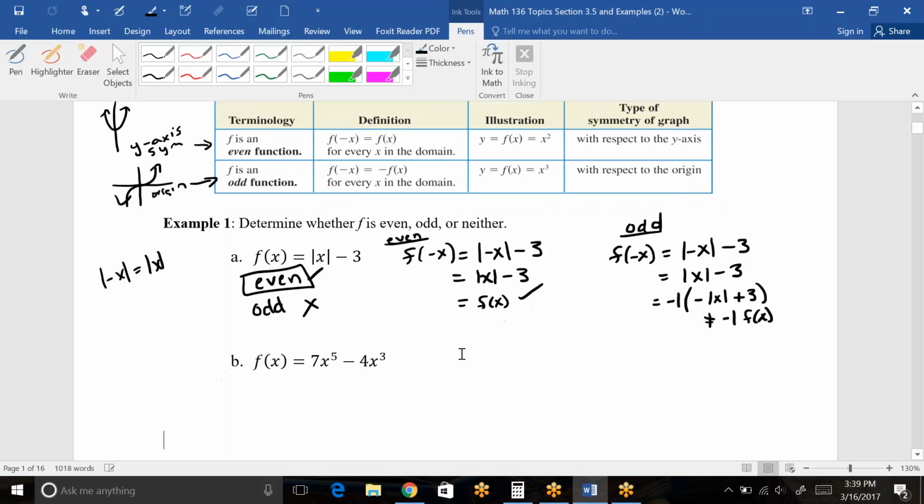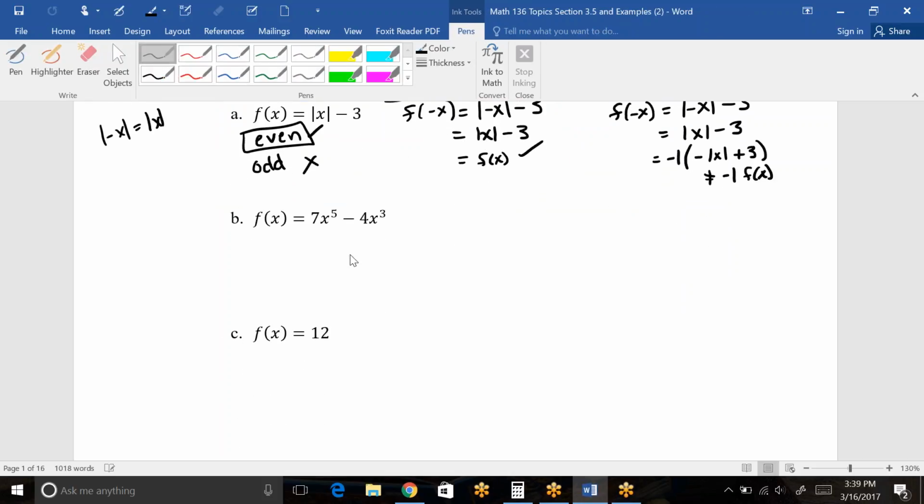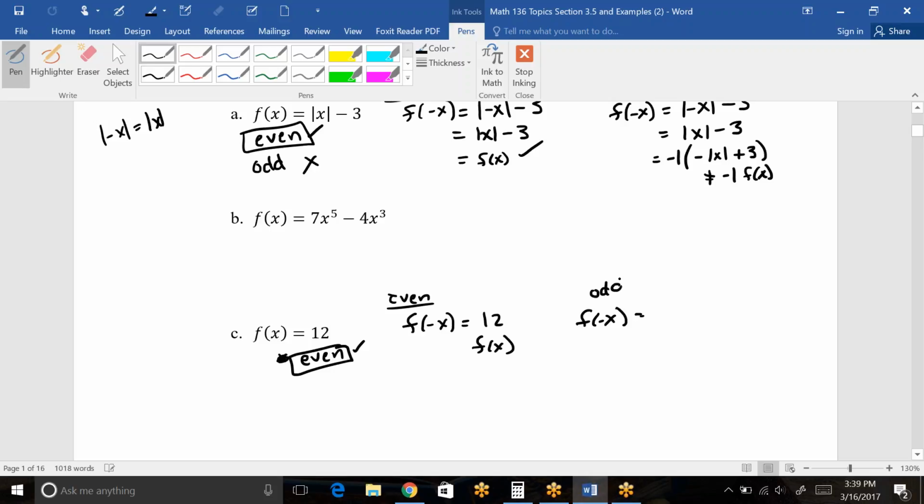We did B in class, so let's look at C. C is kind of interesting because for f of negative x, there is no x, so you just put 12. This is essentially the original function, so this is definitely even. If you put in f of negative x to test for odd, you still have just 12, but you still have to do that extra step of pulling out a negative 1. That makes it negative 1 times negative 12 because it always changes the sign when you pull out that negative 1. So this is not negative 1 times f of x because negative 12 was not the original function. So this one again does not pass the odd test.